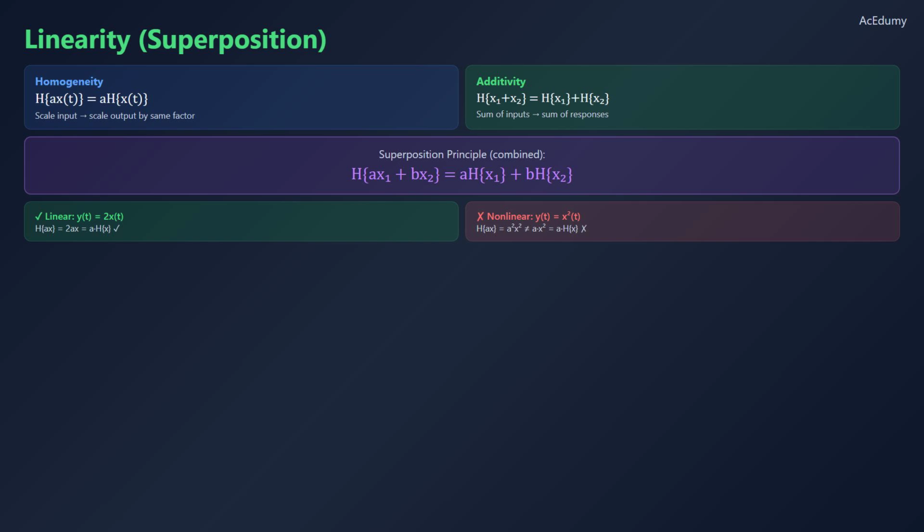A nonlinear example, y of t equals x squared of t. Check. H of ax equals a squared x squared, but a times H of x equals a times x squared. These are not equal, so the system is nonlinear.